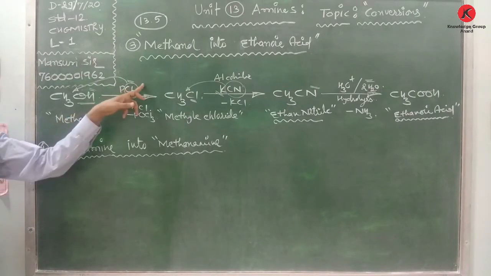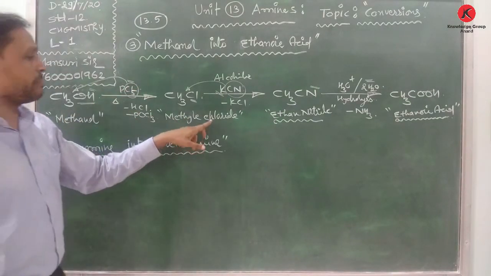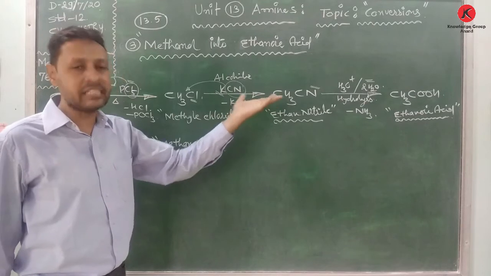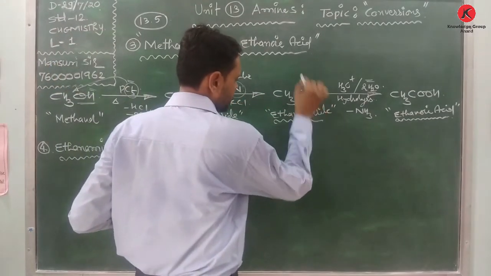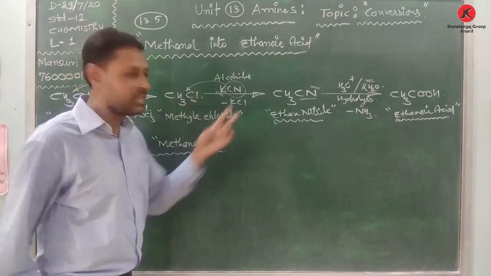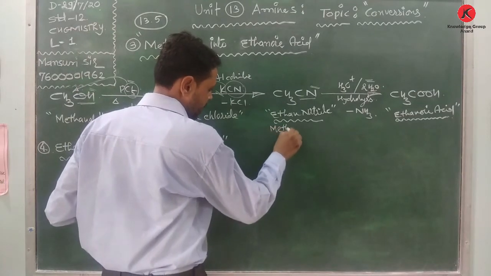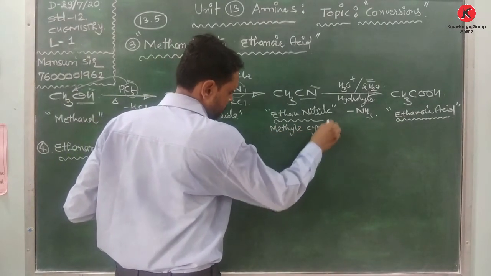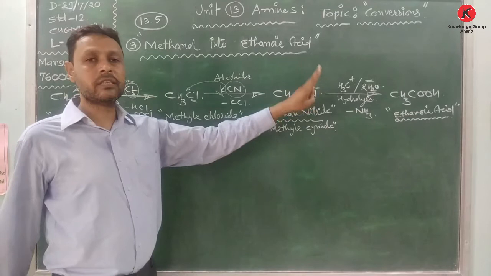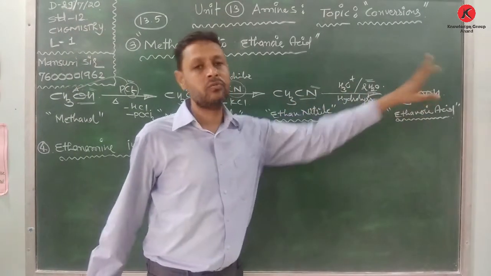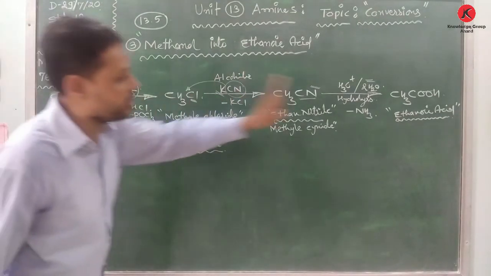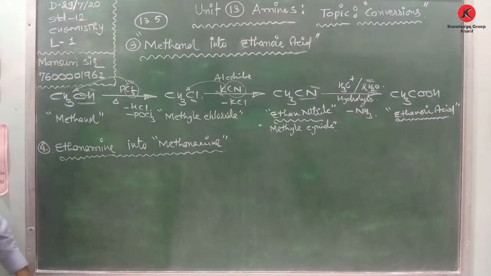Methanol reacts with PCl5, then forms methyl chloride, and methyl chloride reacts with alcoholic KCN and then forms ethane nitrile, or methyl cyanide. This is ethane nitrile, but secondly it is also called cyanomethane or methyl cyanide. Thereafter hydrolysis is done, then acetic acid, ethanoic acid, is formed. So here 1 carbon is given and we make a 2-carbon carboxylic acid, that is ethanoic acid.